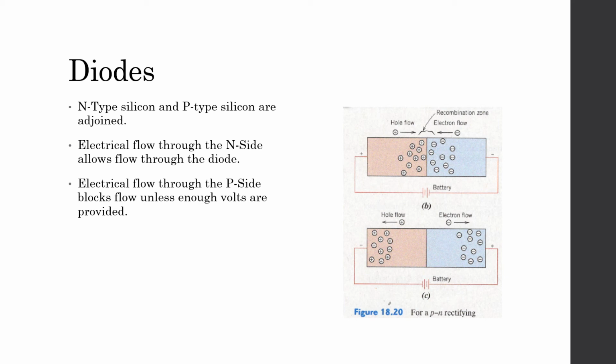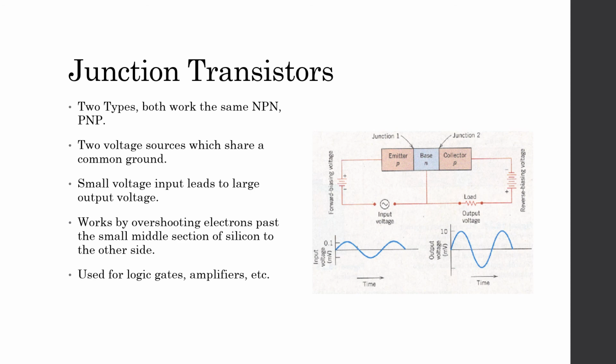This is important to understand for our next thing, the junction transistor. A junction transistor is a diode with an extra piece of silicon added on. It can be either NPN or PNP, in which case it works on either electrons in NPN or holes in PNP. There are 2 voltage sources which both share common ground through the base.